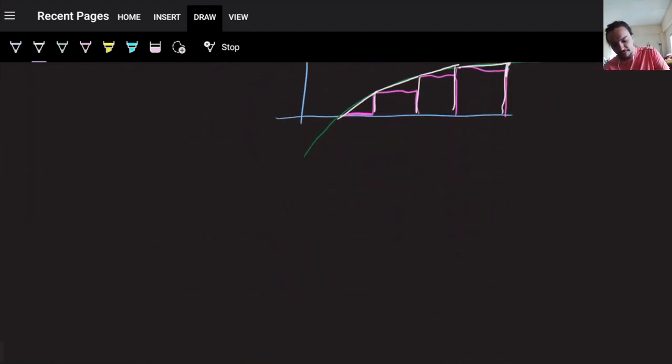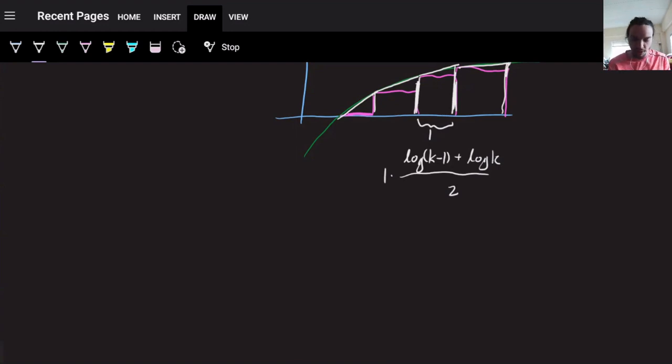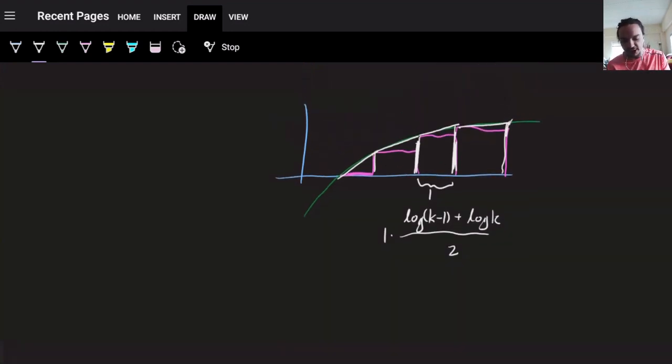Well, at each trapezoid, we're going to have the value log of k minus 1 on the left side, and the right side will be the value of log k. The width is just 1, and we know the area of a trapezoid with bases a and b and width h is h times the average of a and b. So we're just going to get this over 2 times 1, just the height. So we get this for each of the trapezoids, and now we're going to add those up.